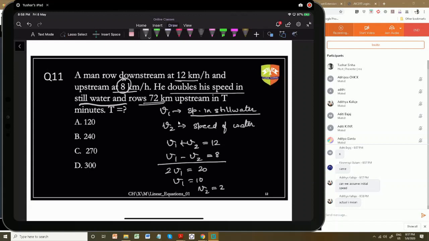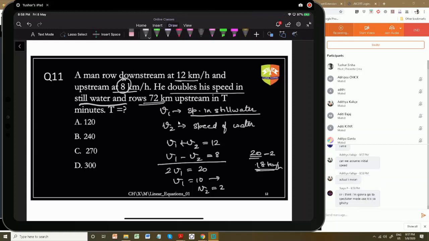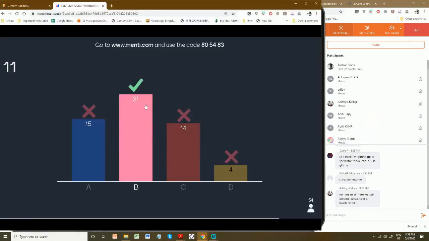He doubles his speed, so doubles means 20 now. Doubles his speed in still water. So he's now 20, but he's going upstream. So his speed will be 20 minus 2, 18 kilometers per hour. And he covers 72 kilometers. So how many hours? 72 upon 18 is 4. So 4 hours, which is 240 minutes. Okay, so 240 minutes is the right answer. Anyone who didn't get this?